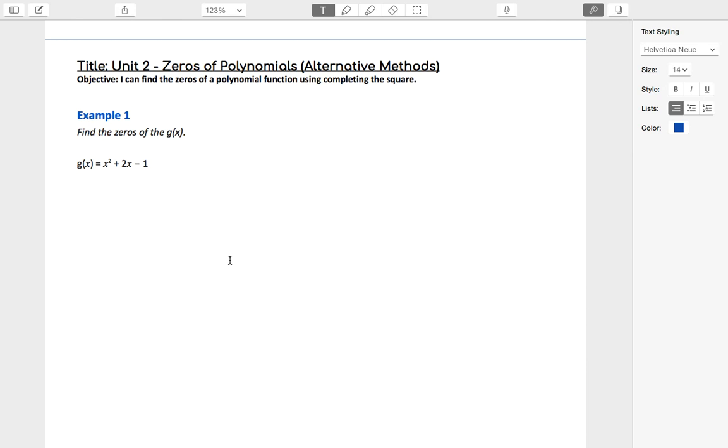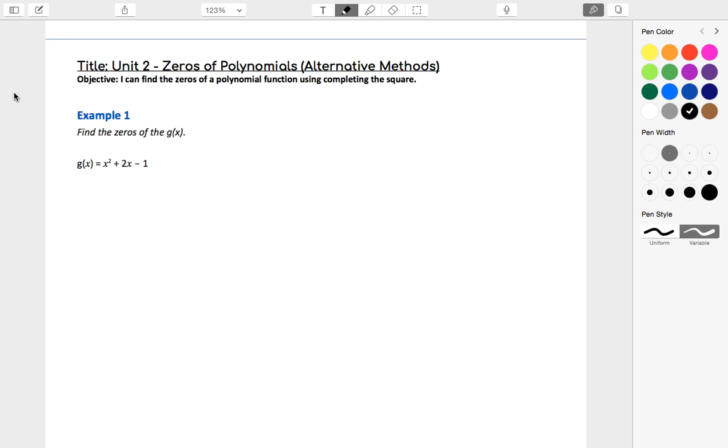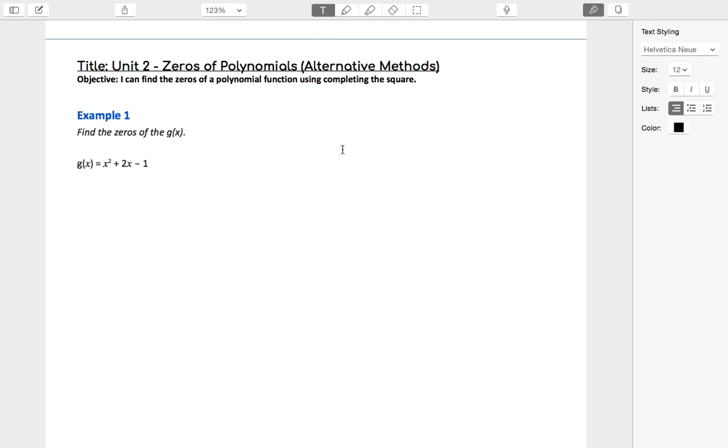Okay. So go ahead and write example 1. So we have example 1, find the zeros of g of x equals x squared plus 2x minus 1, right? So we're going to go ahead and talk about the process of this, and I'm going to go ahead and write it right here.